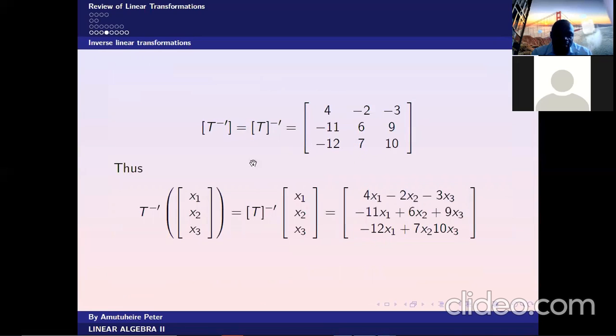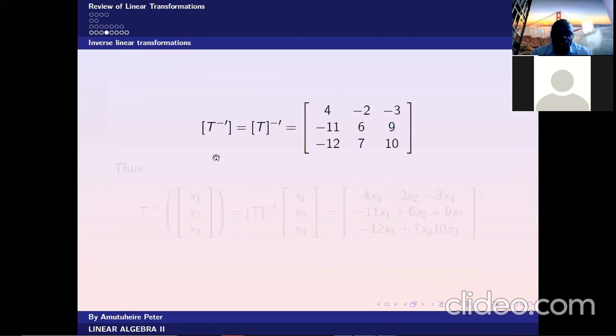So since we have been able to find the inverse, it means this transformation is invertible and the inverse exists. And since it is invertible, then it means it is 1-to-1. It is a 1-to-1 transformation.